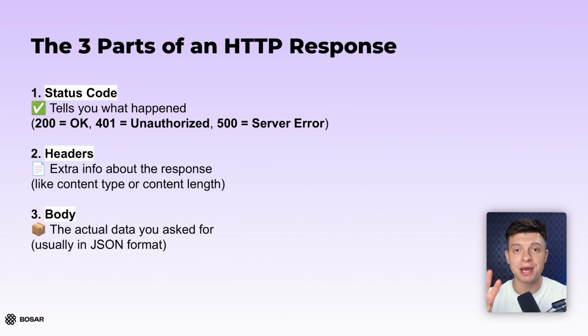Once you send a request, the app replies with a response, right? And that has three main parts. First is the status code. It tells you how things went, right? For example, 200 means it worked. 401 means you are not authorized. Maybe your API key is missing or something like that. And 500 means something broke on their end. Then there are the headers. The headers give extra details about the response, like saying, hey, the data I'm sending back is in JSON format, or telling you how big the file is, for example. And finally, the body. This is where the actual data lives. So if you asked for a list of users, the response body would be that user list in JSON format.